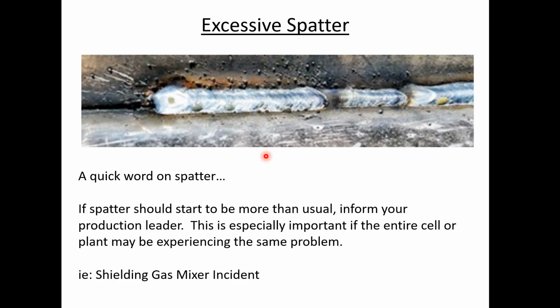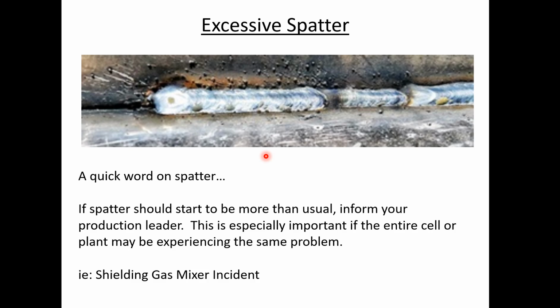So what had happened was, they mix their gas in this plant. And we talked in that presentation about mixing argon and carbon dioxide. Argon promotes spray transfer. Carbon dioxide promotes what we call a short circuit. It's more of a harsh weld that has a lot of spatter.